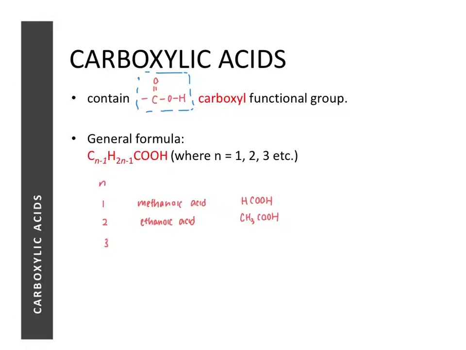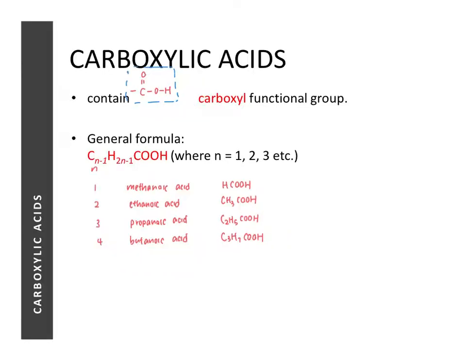For a carboxylic acid with 3 carbon atoms, we call it propanoic acid. So it has this C2H5COOH, and then next, an acid with 4 carbon atoms, we call it butanoic acid, and it has the following molecular formula. Now for the displayed formula and your condensed formula, I'm just going to illustrate using one example. So by now you should be more or less familiar with that. So I'm going to use propanoic acid as the example.